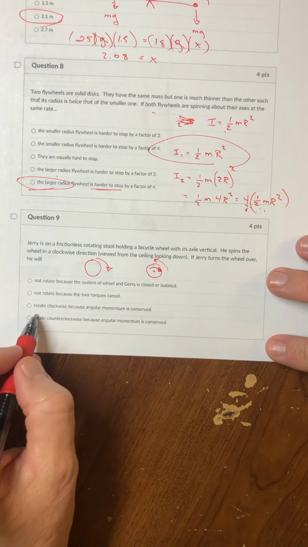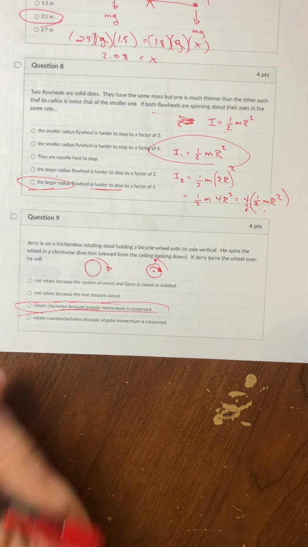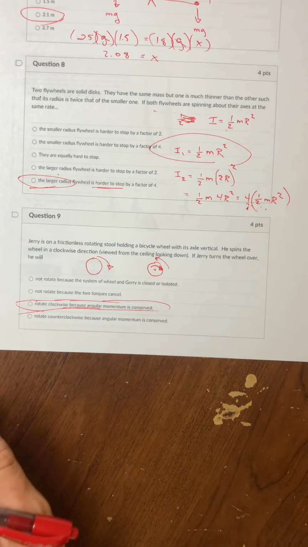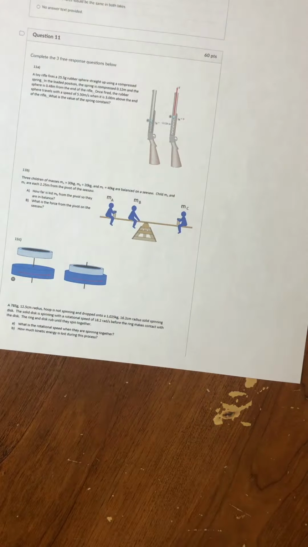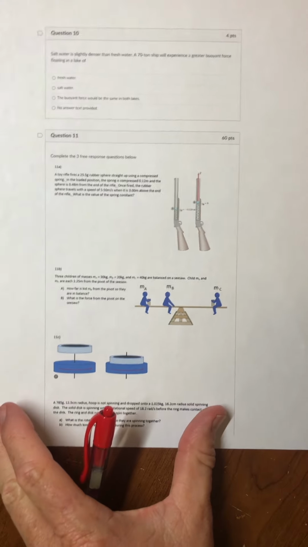And so as I look at my options here, it says rotate clockwise because angular momentum is conserved. And so there's number 9. Okay. Continuing on here to question 10.